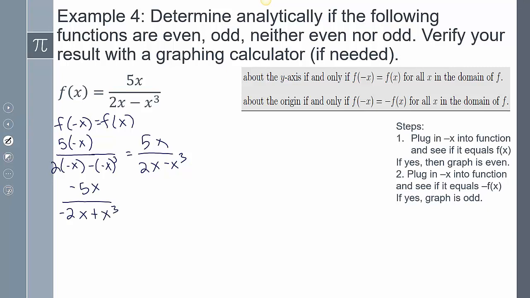And I know sometimes we may think and look at these, oh, they're not the same, but what if I factor out a negative out of the bottom?